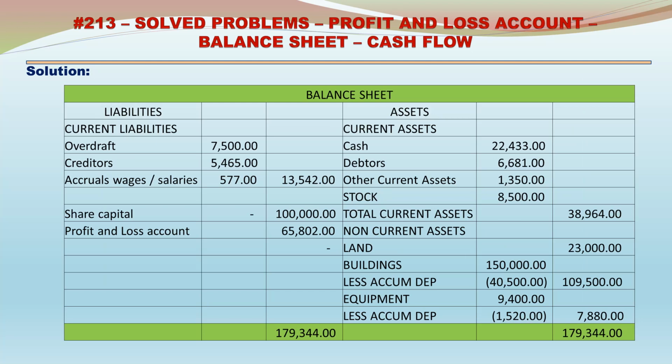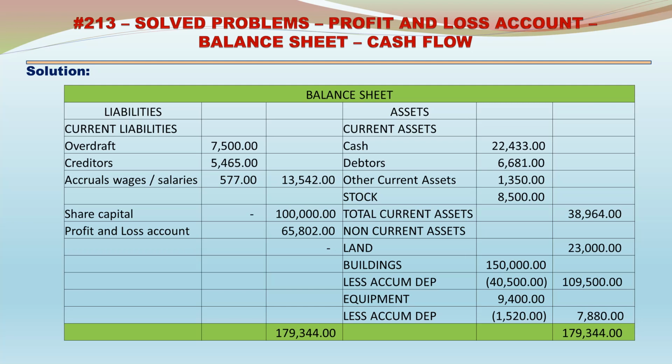Balance sheet. On the asset side, current assets: cash 22,433. Debtors 6,681. Other current assets 1,350. Stock 8,500. Total current assets 38,964. Non-current assets: land 23,000. Buildings 150,000. Less accumulated depreciation 40,500. Net cost of buildings 109,500. Equipment 9,400. Less accumulated depreciation 1,520.